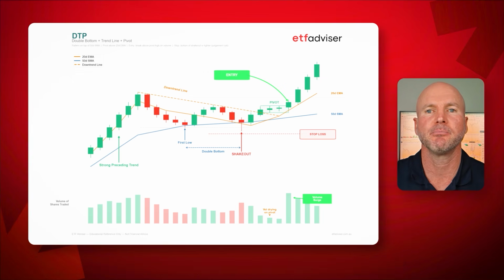The DTP is more reliable than the bottoming base because the ETF has already shown more evidence of strength. The double bottom shows sellers couldn't push it meaningfully lower. The trend line break shows downside momentum is weakening. The moving averages confirm the repair. The pivot gives you the actual entry.